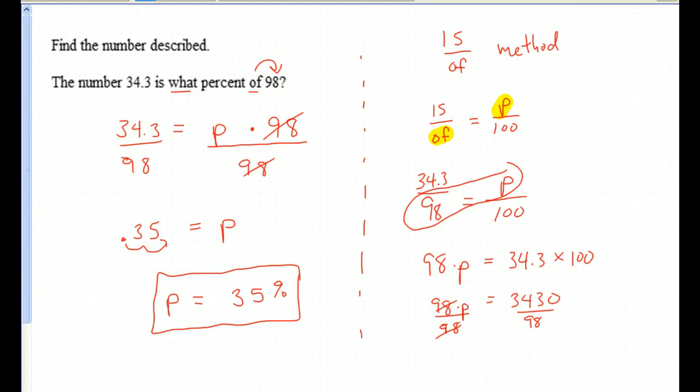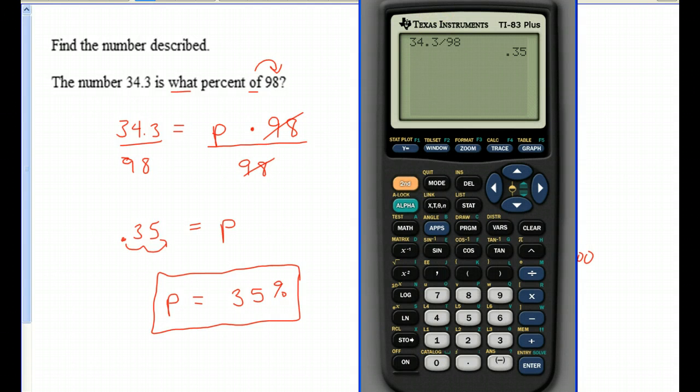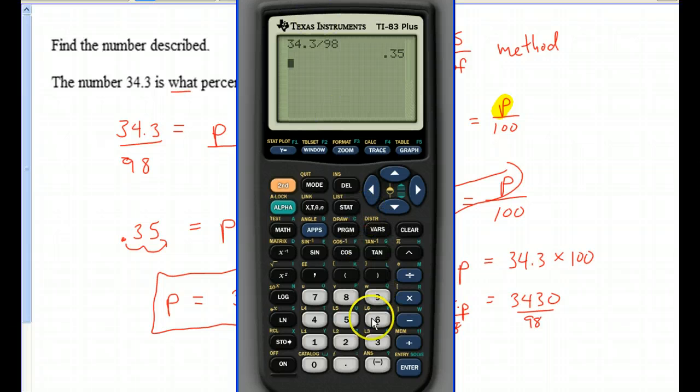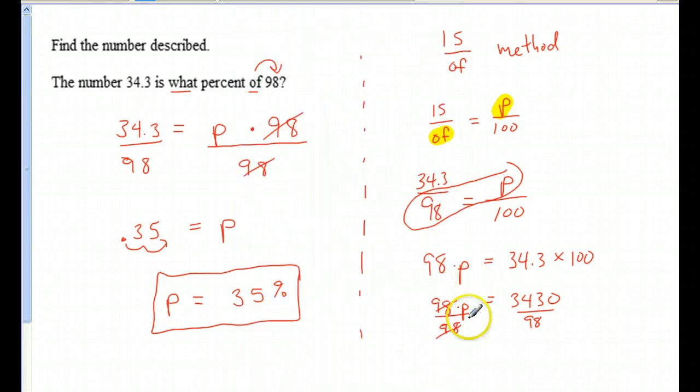Then again, if I go to the calculator this time and do that, I'm going to get 3430 divided by 98 equals 35, without the decimal point.